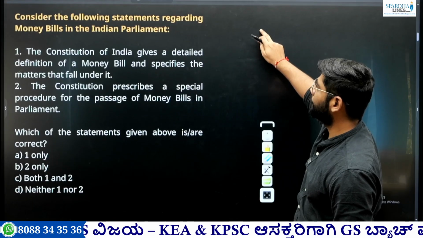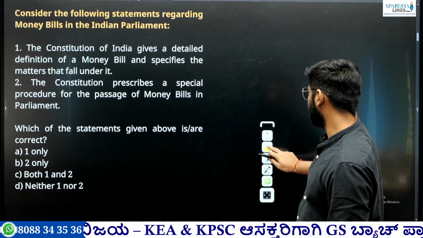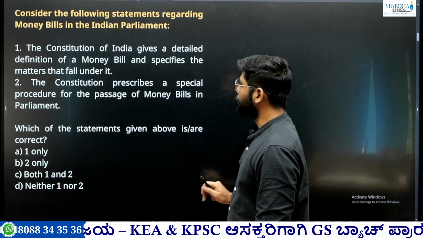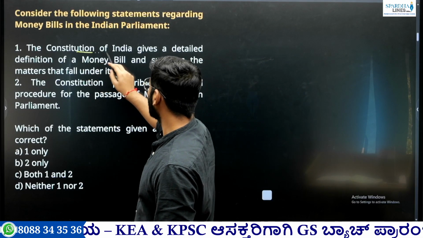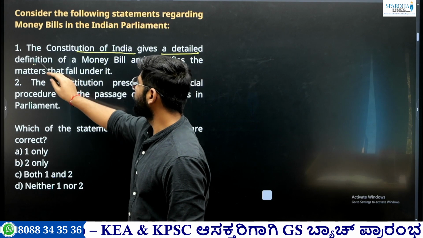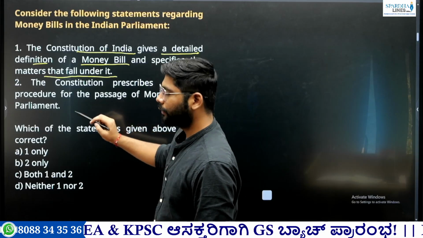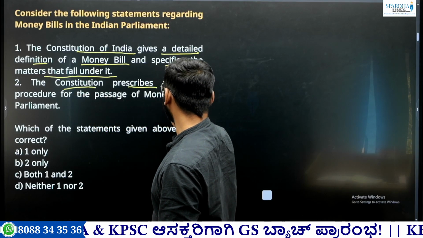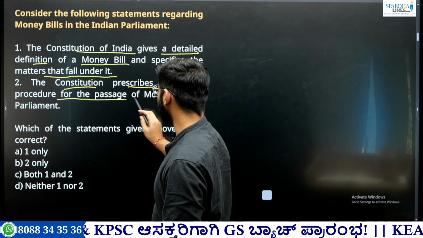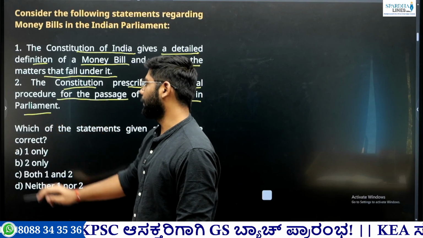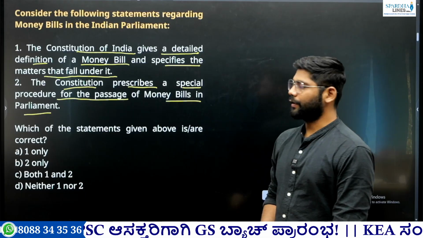This is again regarding the money bill. The statement says that the Constitution of India gives the detailed definition of the money bill and specifies the matters that fall under it. Then the Constitution prescribes a special procedure for the passage of the money bill in Parliament. Let me know which one is correct here.